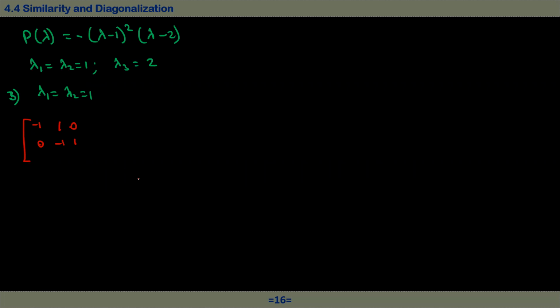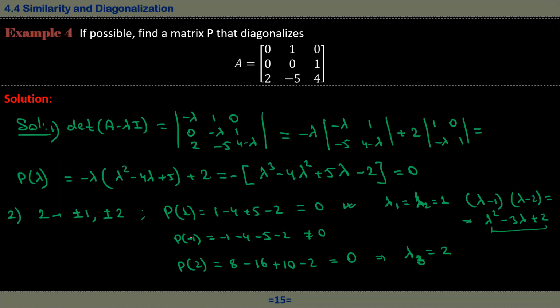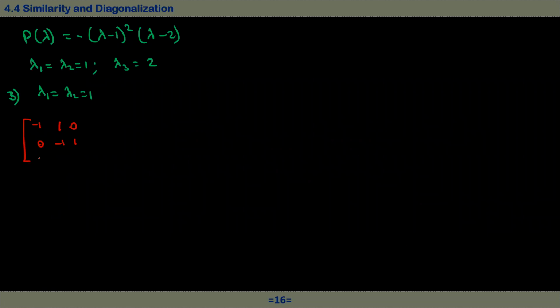0 0 1, and the last column is 2 minus 5 4. Here we have 2 minus 5 4. 4 minus 1 is 3. And the last column is 0. So what do we get here? If you just add the second row to the first row, here we have minus 1, 0, 1, and 0, 1, minus 1, multiply the second row by negative 1, and here we have 2 minus 5, 3.